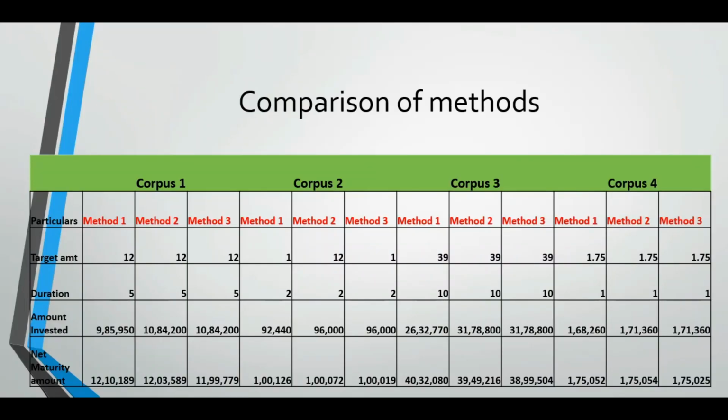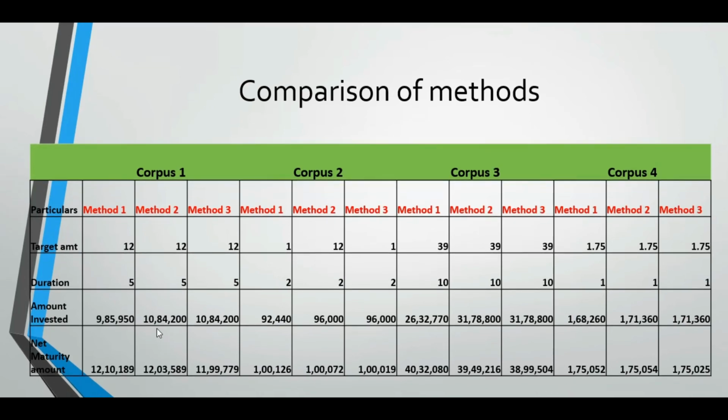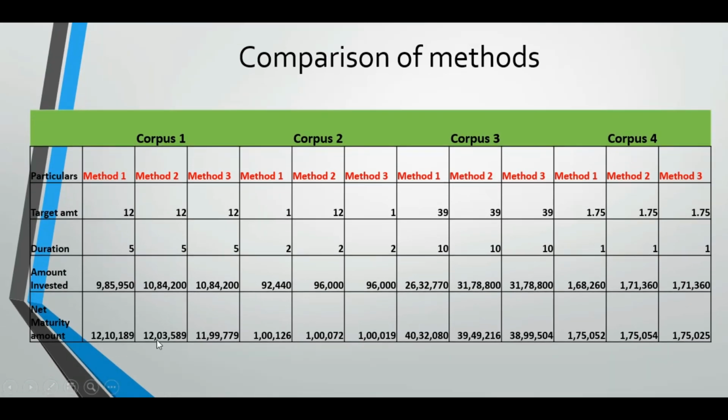Let us now compare the three saving methods. As you can see, methods 2 and 3, which are based on recurring deposits, will always have the same investment amount. However, method 2 will give you a higher net maturity amount. This is because it has been created for a longer duration.